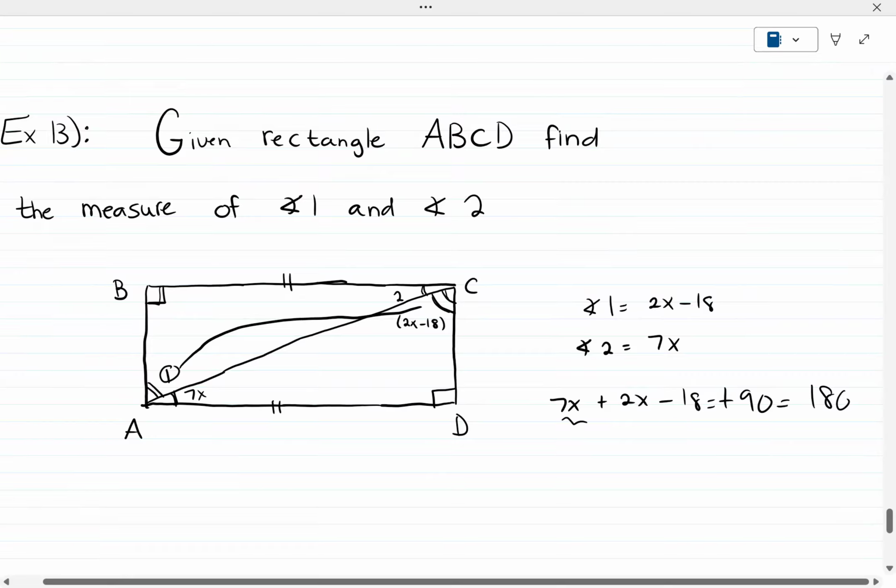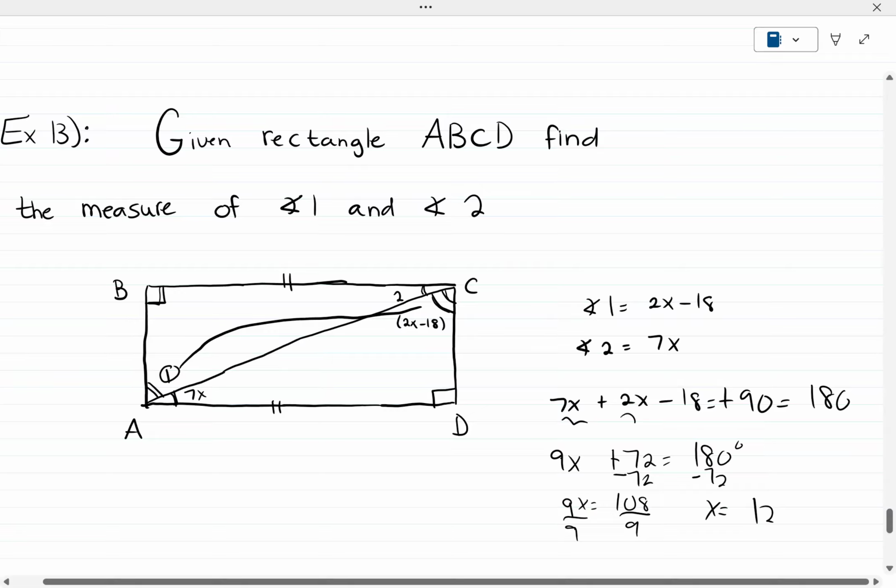So what's 7x plus 2x? 9x. What is negative 18 plus 90? That is 72, equals 180 degrees. And then we're going to subtract 72. You get 9x equals 108. Divide this by 9. You get 12. Now that's not our angle.